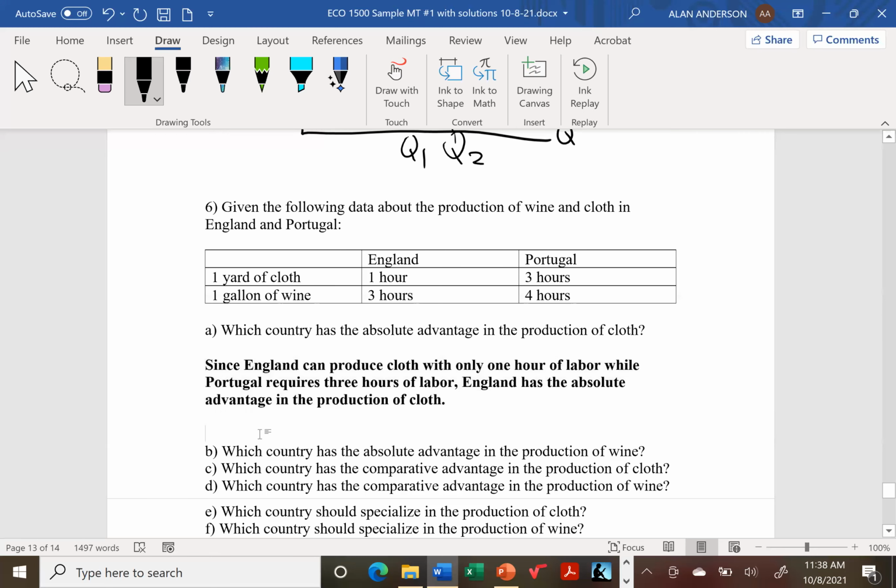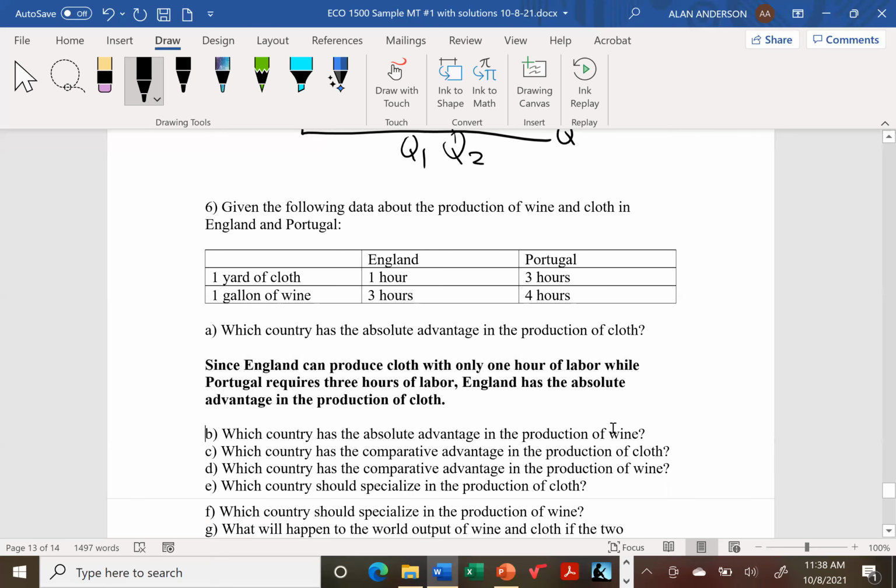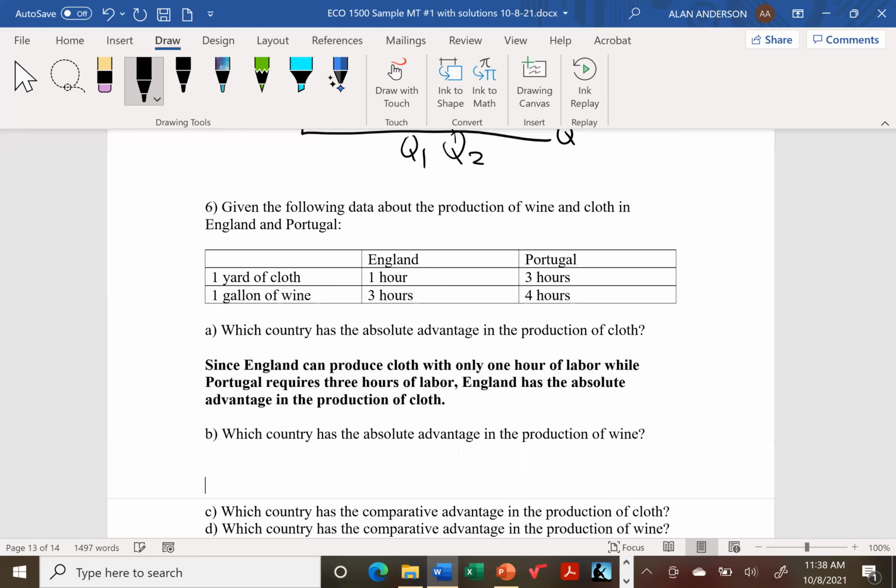All right, now, as far as the wine is concerned, interestingly enough, this is an example. In the real world, this is probably not true, but England can also make it with fewer hours of labor. Now, most likely, the reason for this is that the English have more machinery that can help with the process. Whereas in Portugal, they're doing this entirely by hand. Remember, this is the outbreak of the Industrial Revolution. The English are by far the most powerful country on earth.